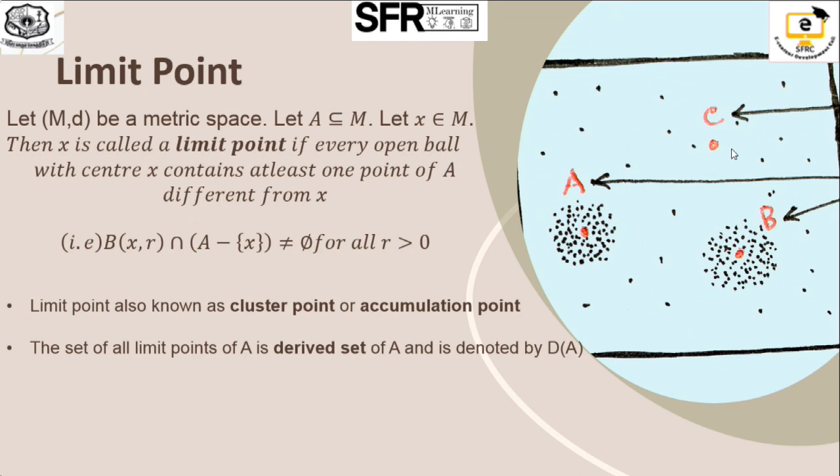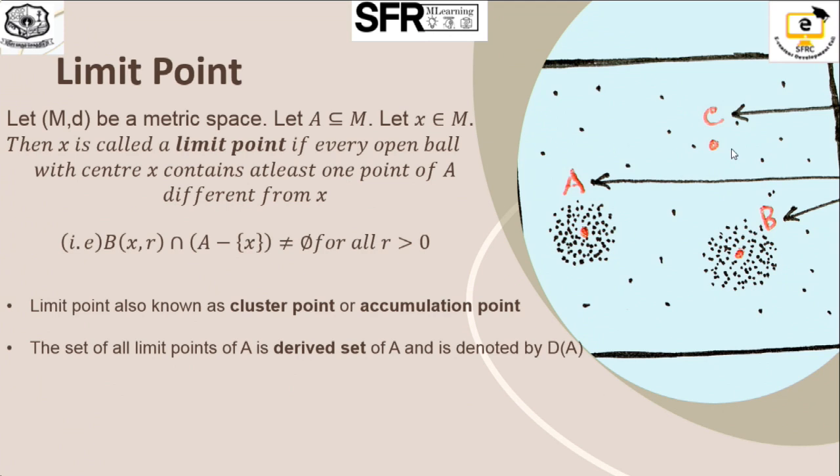We consider a metric space M and a subset A, and we consider a point x belongs to M. x is called a limit point if every open ball with center x contains at least one point of A which is different from x. In mathematical notation, we write it as B(x, r) intersection (A minus {x}) is not equal to empty for all r greater than 0. The limit point is also known as cluster point or accumulation point.